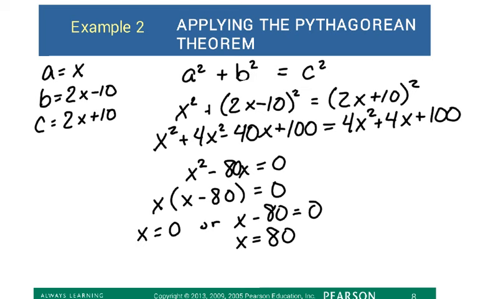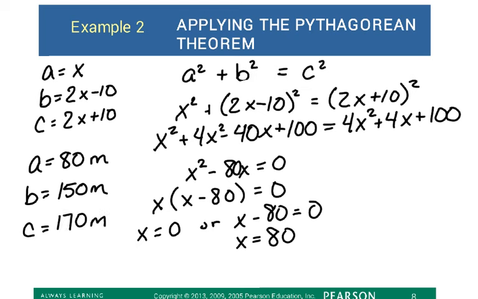So if we plug in, well, this one's easy actually to find, the first one. Our side length A is going to be 80. And I forget the measurements. Let's see. It was in meters. So meters. B, if we plug in x, is going to be 2 times 80 minus 10. That's going to give us 150 meters. And then for C, it's going to be 2 times 80 plus 10. So that's going to give us 170 meters. And there's the dimensions of our property.